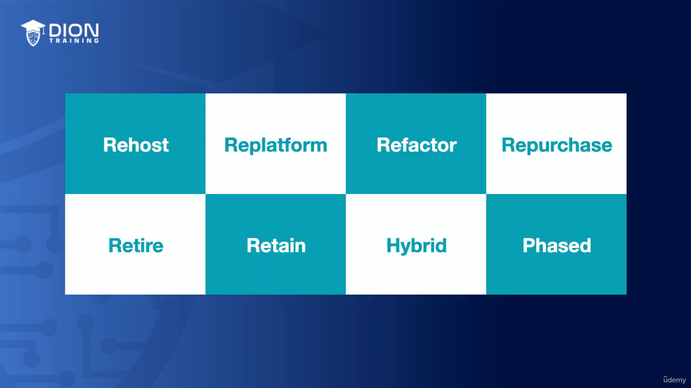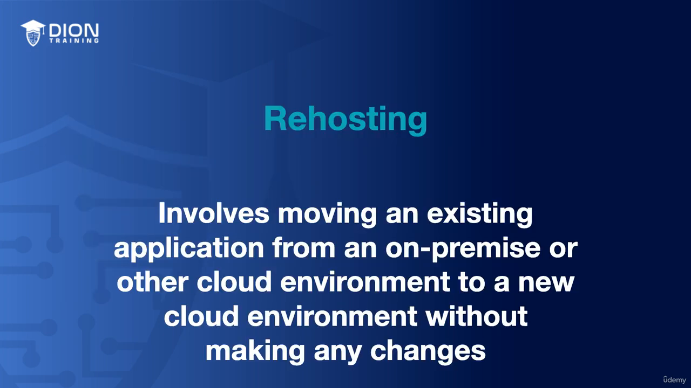Now, the third thing we need to talk about is the 8 different types of cloud migrations, including rehosting, replatforming, refactoring, repurchasing, retiring, retaining, hybrid, and phase migrations. Now, rehosting, or the lift and shift, is the simplest and quickest type of cloud migration because it involves moving an existing application from an on-premise or other cloud environment to a new cloud environment without making any changes to the application's code or architecture.